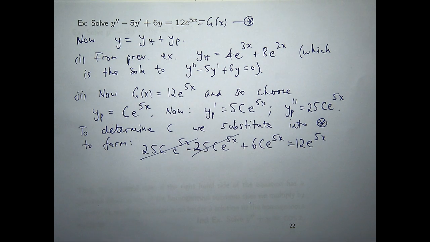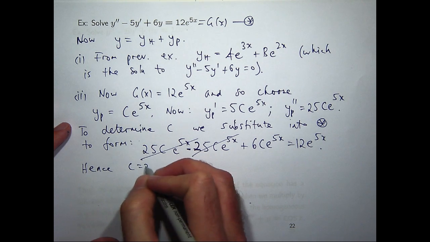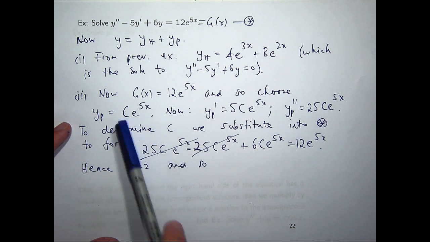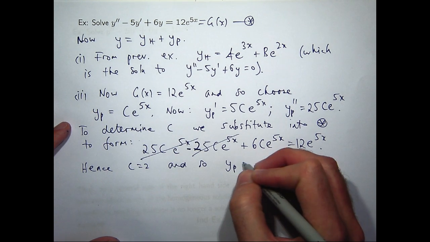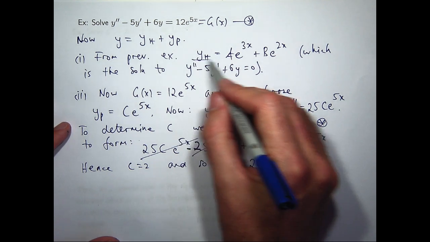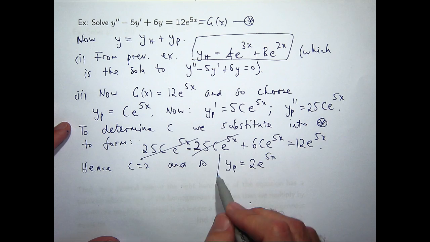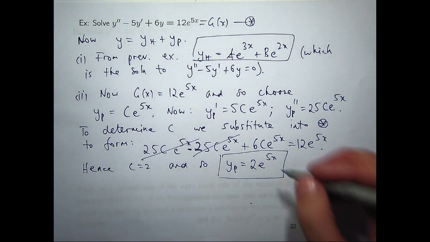So again, if I equate the coefficients, big C is going to be something like positive 2, right? Hence, big C equals 2. And so, what's our C here? It's 2. So I'm going to get 2 e to the 5x. So, we've got our homogeneous part. We've got our particular solution. So let's just add them together.